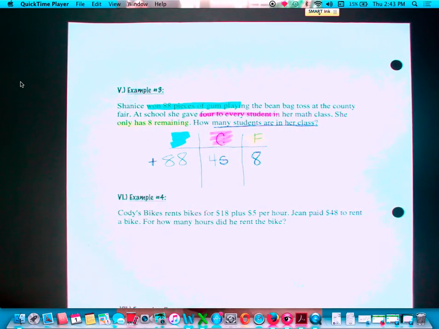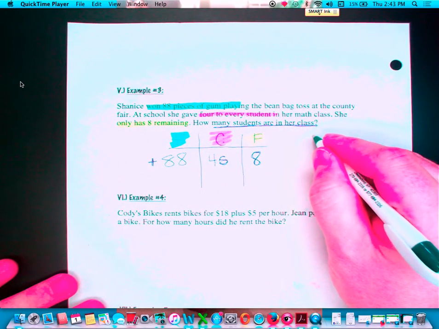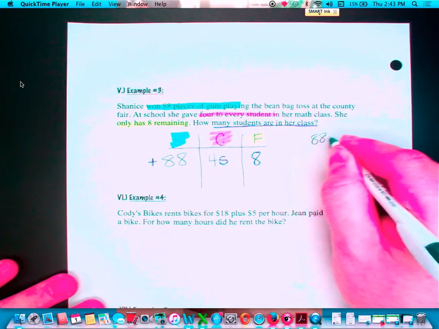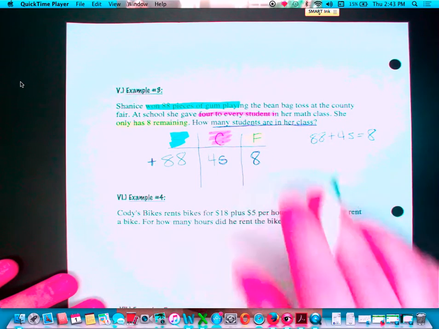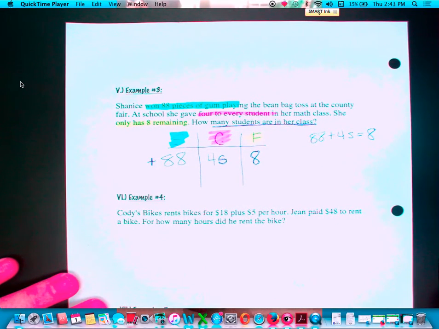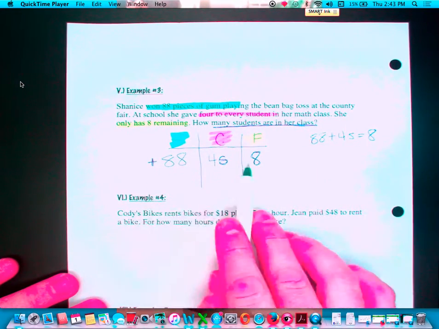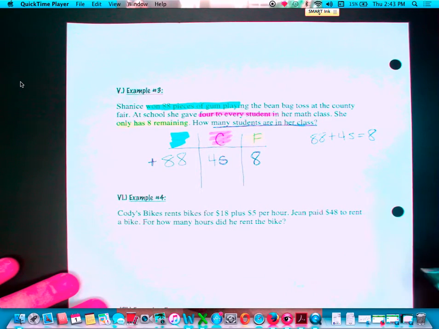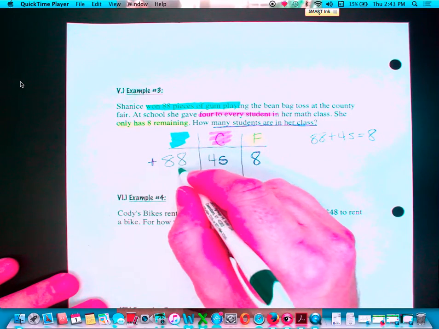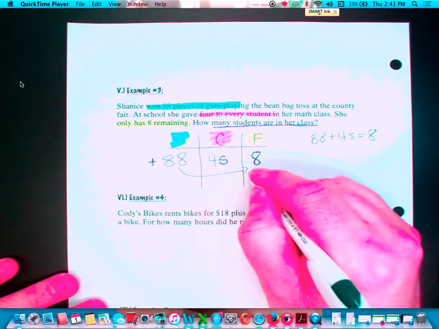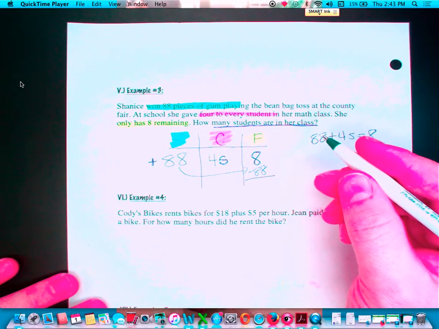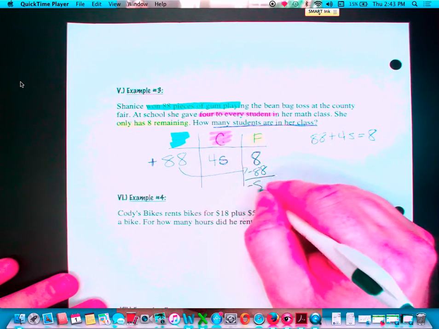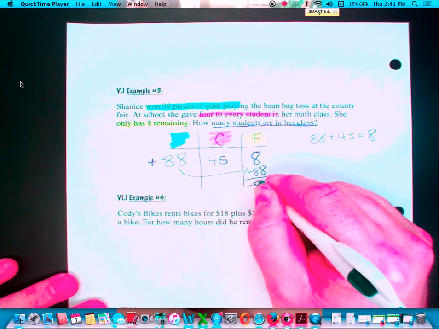And to show you what it looks like, this is what it looks like. I've got 88 plus 4S equals 8. That's what we're solving right there. Okay? You just wrote your equation right there. We'll do our same steps. Add or subtract first, then multiply and divide. It comes over by doing subtraction. It's actually going to give me a negative number there, so I'm going to get negative 80 in this case.